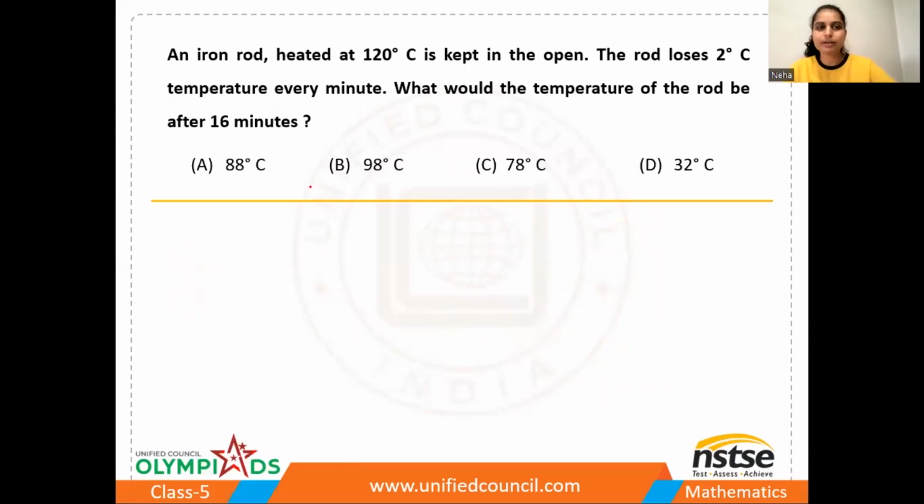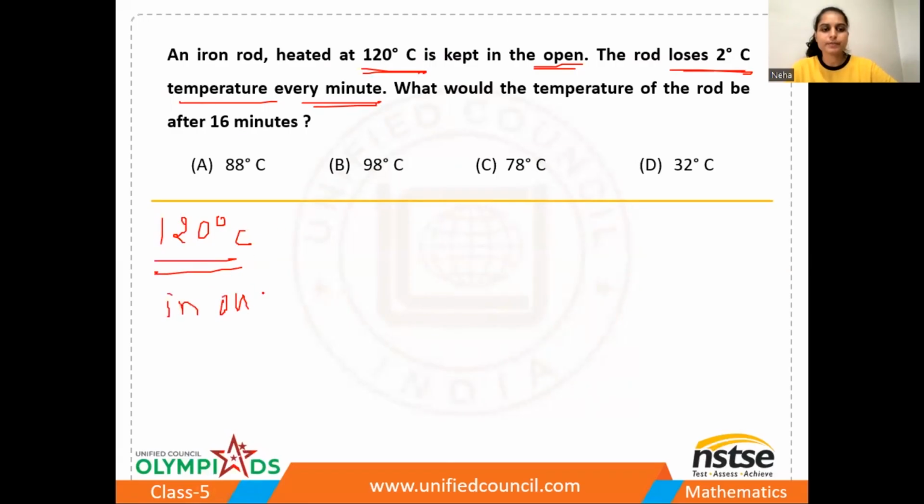So here's the next question. The next question says that an iron rod heated to 120 degrees centigrade is kept in the oven. The rod loses 2 degrees centigrade temperature every minute. So at first the temperature is 120 degrees centigrade, right? And in 1 minute, it is losing 2 degrees centigrade. It is kept in the open, and it is losing the temperature. Now, what would be the temperature of the rod after 16 minutes? After 16 minutes, all right.